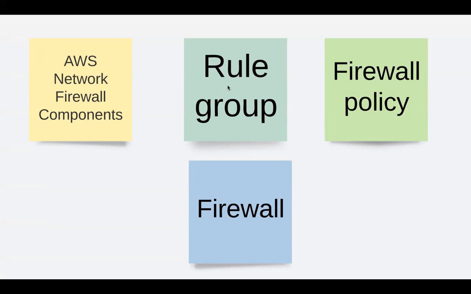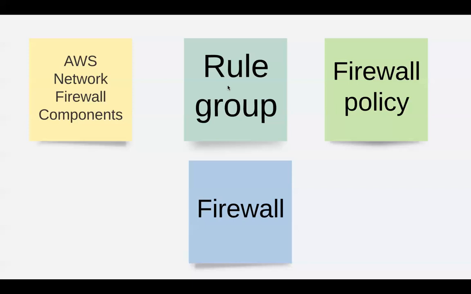Or if you're familiar with the Suricata rule format, you can also use the Suricata rule format for stateful inspection. And similarly, you can also have a stateless rule group where you specify the traffic as you would when you work with a NACL, a network access control list, which is also stateful, but on the subnet level. The same rules apply based on a rule priority order for a stateless rule group on your network firewall.